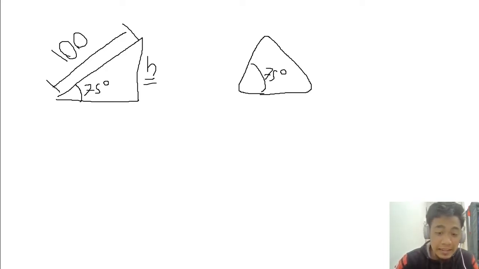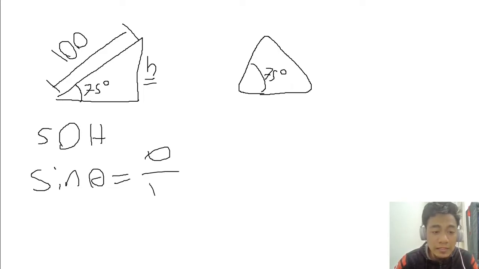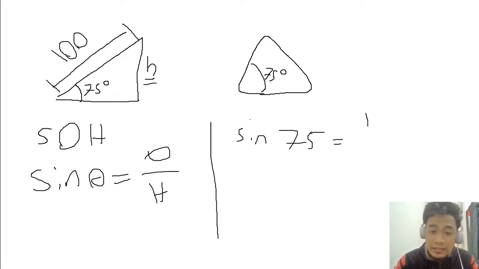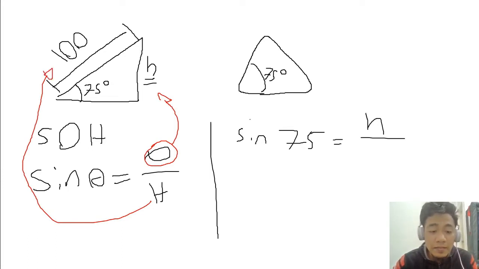So we are using the sine, the trigonometry method. Sine theta equals O over H. So sine 75 equals O, our O is the height H, over the hypotenuse, which is 100. After we put it in the calculator, we get the height equal to 96.6.